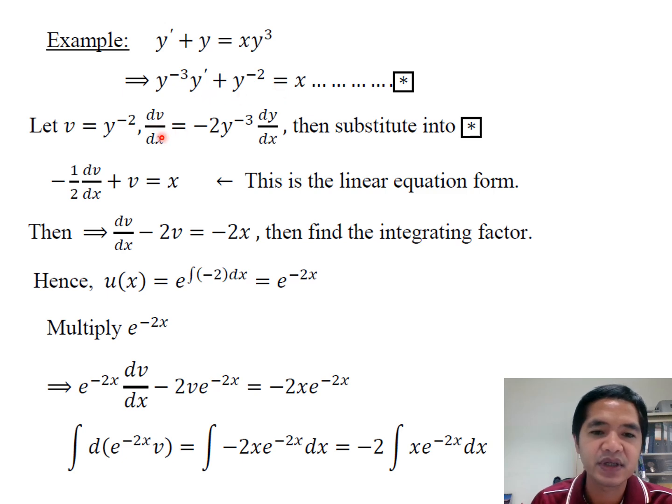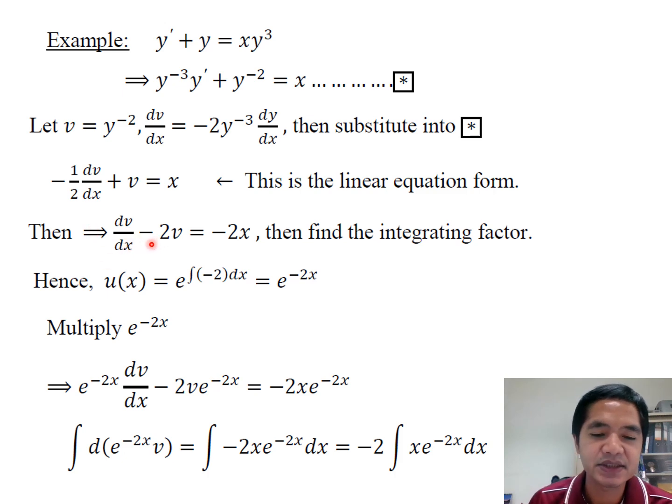Okay, we have dv over dx, which you have to rearrange in this form. You're going to get dy over dx equal to minus 1 over 2 y to the third dv over dx. Just rearrange this form. And then after you plug in, you get minus 1 over 2 dv over dx plus v equal to x. This one is from we transform this form. This is the linear equation form, so then we can use the linear method to solve it.